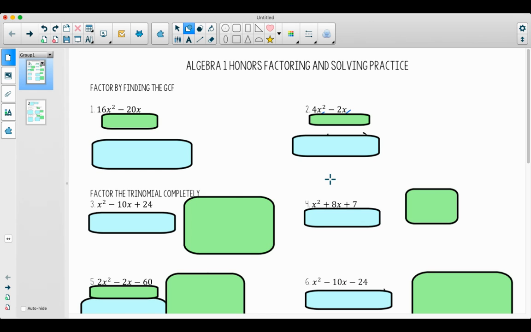Okay, what we're going to look at today is just a review for factoring and solving before we take this test. So in problems 1 and 2, we need to factor by finding the greatest common factor. So if we look at problem number 1, 16x squared minus 20x.